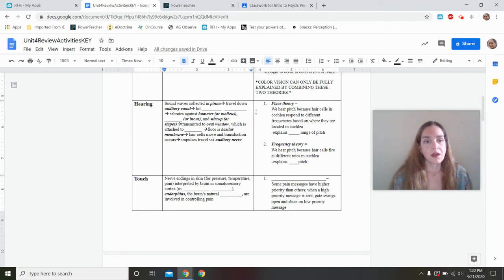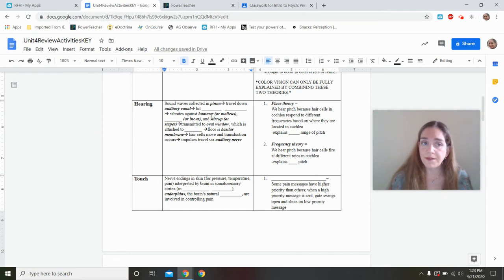Okay, so moving on, hearing. By far, the most studied and researched senses are vision and hearing. So for the other ones, we have a little bit of terminology, but we really need to know the exact progression for vision and hearing. These are energy senses. Light waves are energy, sound waves are energy as well.